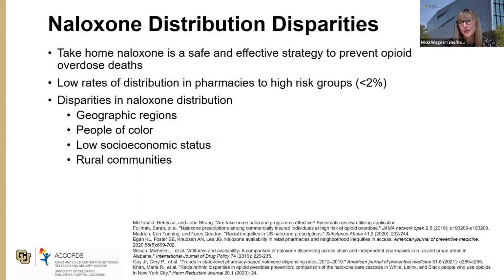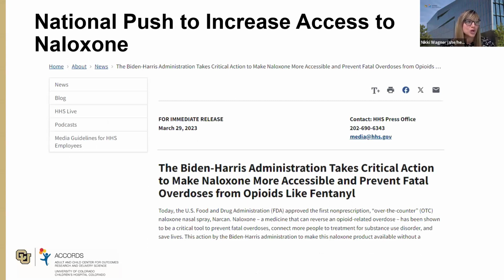And there's also disparities in who's getting naloxone. People of color, low socioeconomic communities, and rural communities are less likely to have access to naloxone. Geographic regions also have differences. Certain parts of the country have more access than other parts of the country do. So there's these disparities in who is getting access to naloxone. And as we see these growing rates of opioid overdose, fentanyl in almost every kind of drug that's being obtained on the street, there's this huge national push to increase access to naloxone. And so communities are trying to figure out ways, how do we get naloxone out? There's naloxone saturation plans.